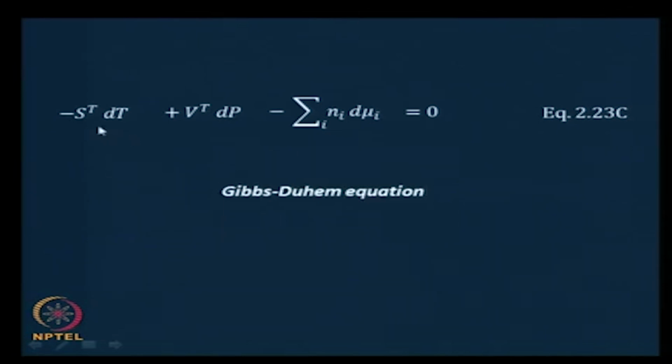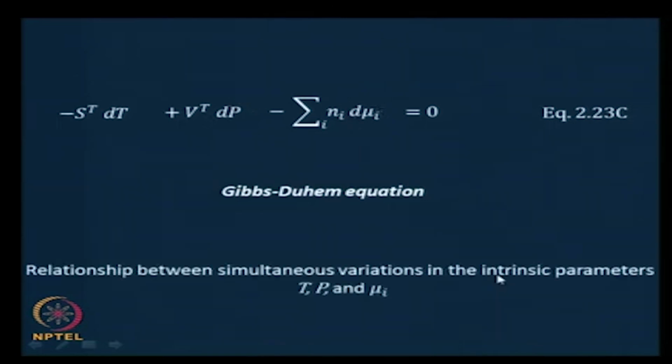Then we derived a fundamental equation, the Gibbs-Duhem equation, which says minus St dT plus Vt dP minus sum over i of Ni d mu i equals 0. Now this gives a relationship between simultaneous variations of temperature, pressure and chemical potential.